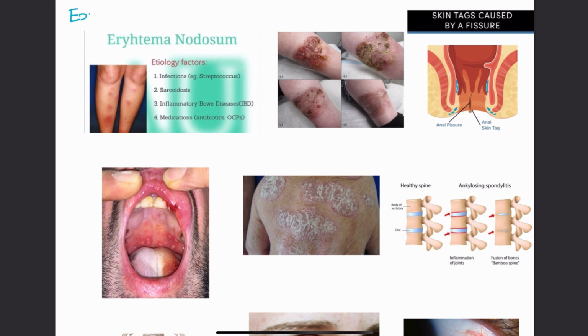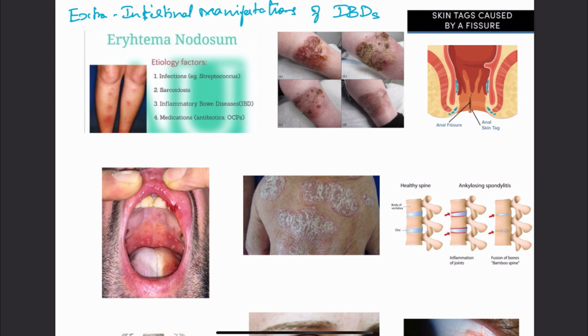So, extraintestinal manifestations of IBDs. These extraintestinal manifestations mostly occur in case of Crohn's disease, very rarely in ulcerative colitis. Okay, so it's going to be a very short video. Let's finish it off in one go.